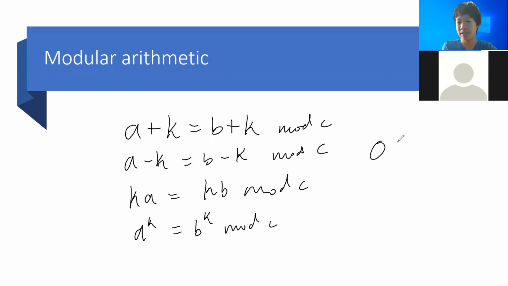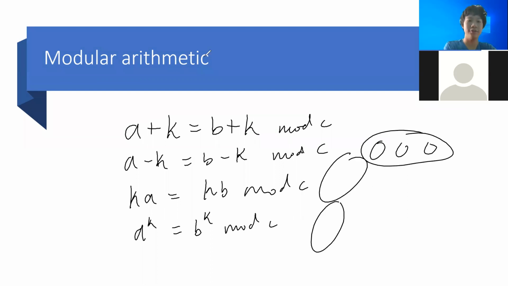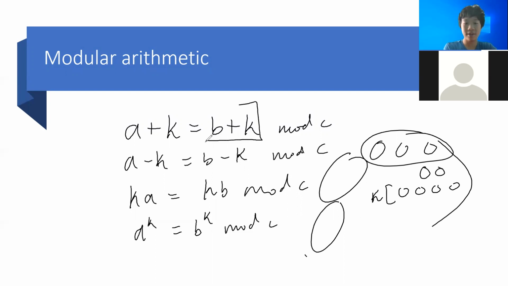Back to our example, let's say we have a certain number of groups. I'm just going to draw big circles for groups, and we've got a remainder of 2. Let's say this is k. If we add k to the total group of B, then we get this value, and the remainder is going to increase by this value as well, because the remainder is what's outside of the groups. So this is how A plus k equals B plus k mod C.